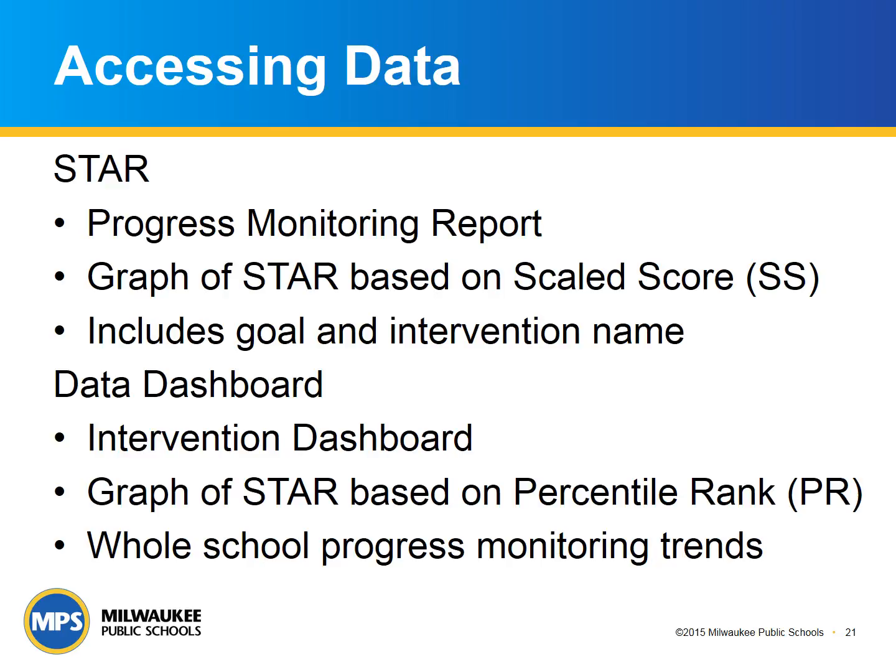There are 2 ways to access intervention data. Teachers and teacher teams are encouraged to go directly into STAR and run the progress monitoring report. This will create a graph of all the STAR tests based on the student's scaled score. This will include the goal and the intervention name. You can also go on the data dashboard to the intervention dashboard. This will create a graph of all STAR scores based on their percentile rank. You can also view whole school progress monitoring trends and progress monitoring broken down by various subgroups.